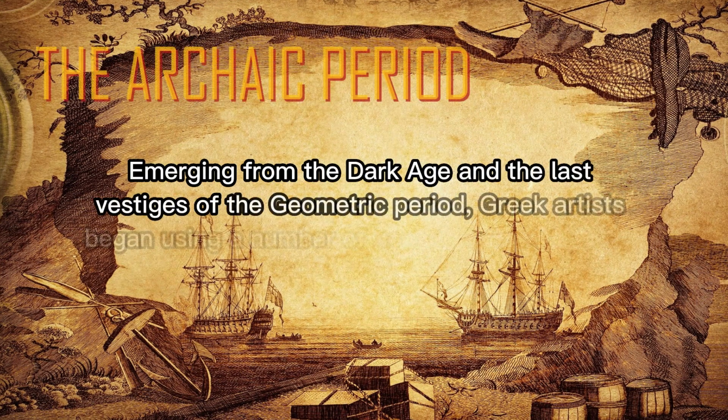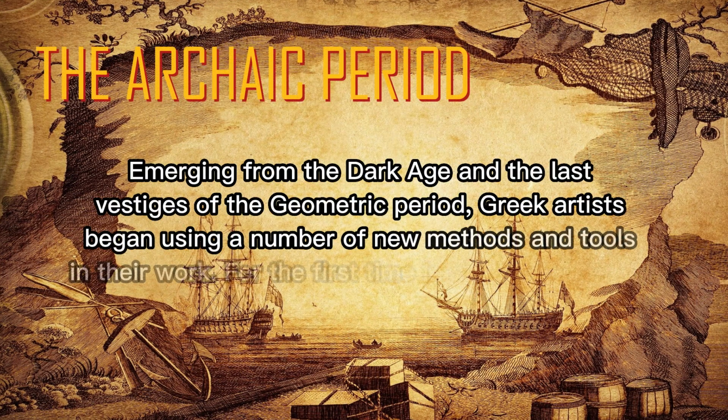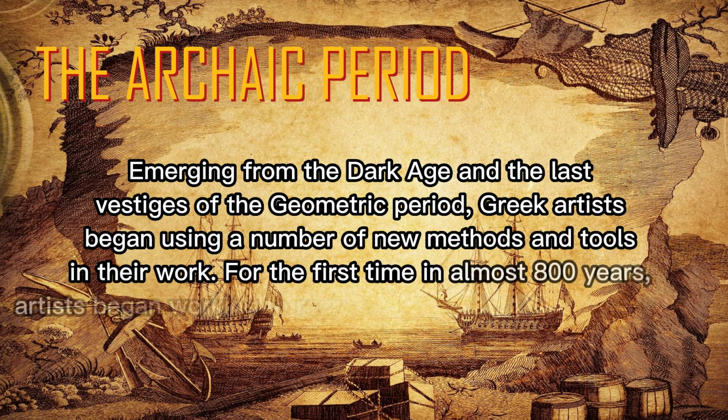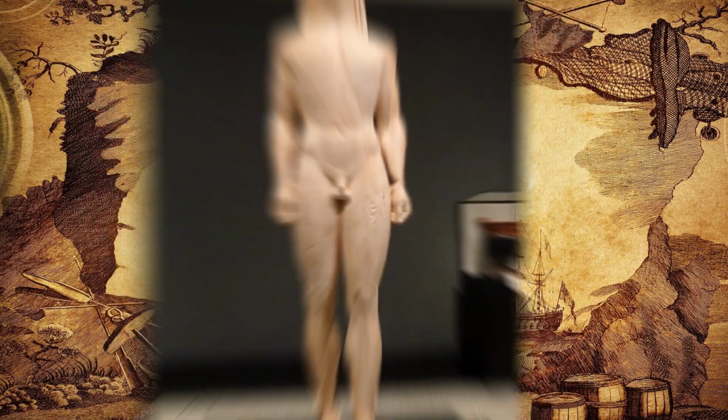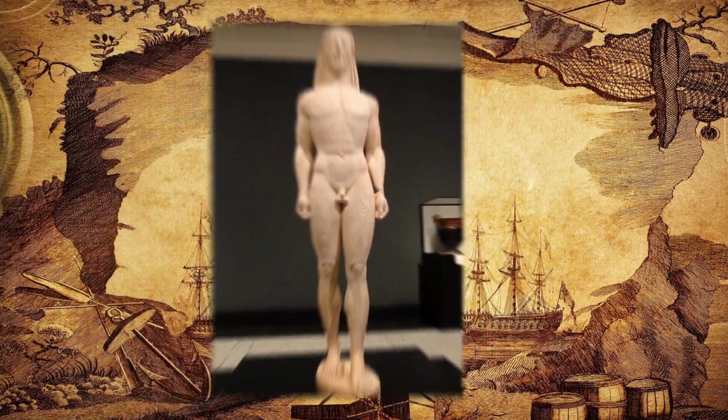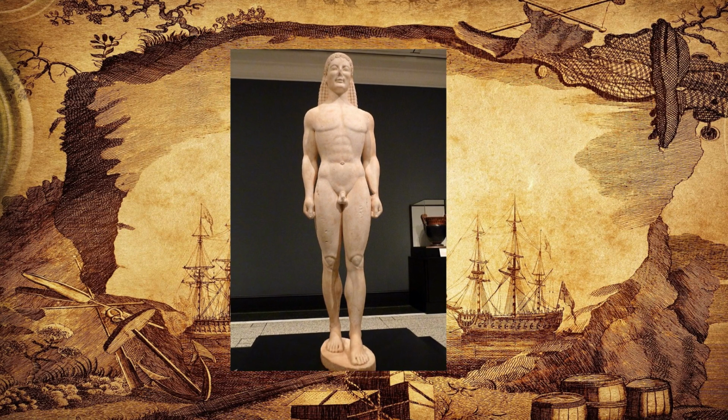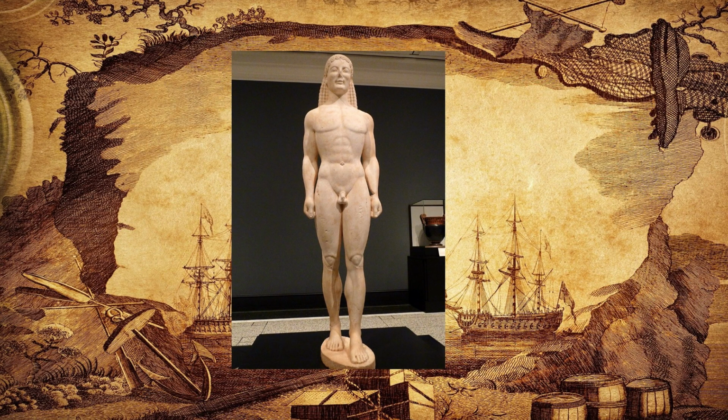Emerging from the Dark Age in the last vestige of the geometric period, Greek artists began using a number of new methods and tools in their work. For the first time in almost 800 years, artists began working to recreate more realistic forms. The Archaic period ushered in more natural art styles. During this period, Greeks began to carve large freestanding sculptures of human subjects from stone. Male nude statues called kouros and female clothed statues called kore began to emerge.